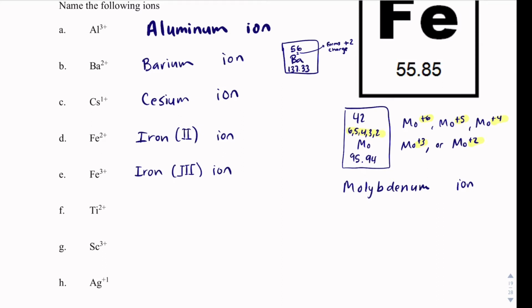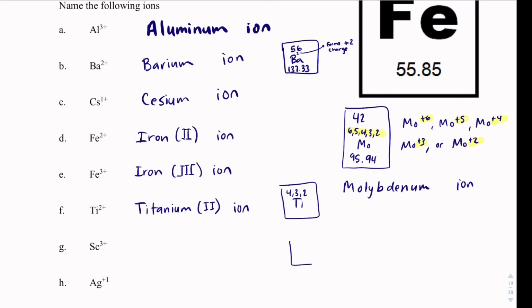Titanium, that's element number 22. You've got to find it on your box. We know that this is going to be titanium ion, but in the box of titanium above the symbol, it says 4, 3, or 2. So it is multivalent, and because we have +2, we're going to have to call this titanium 2 ion.